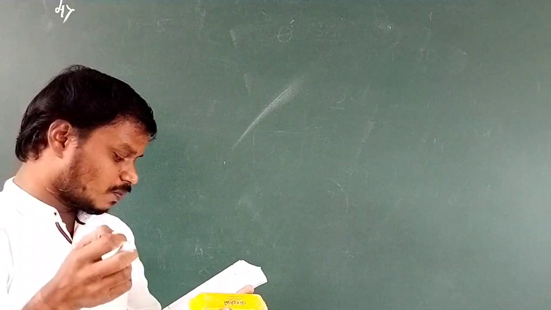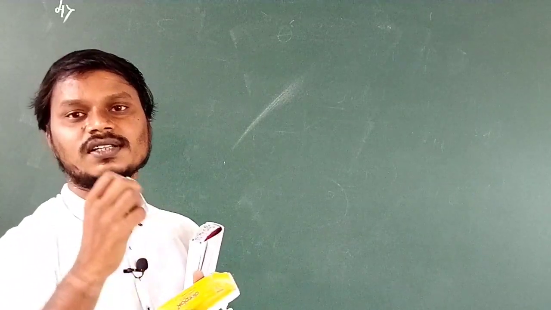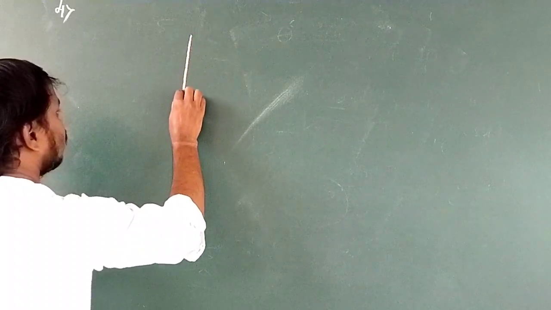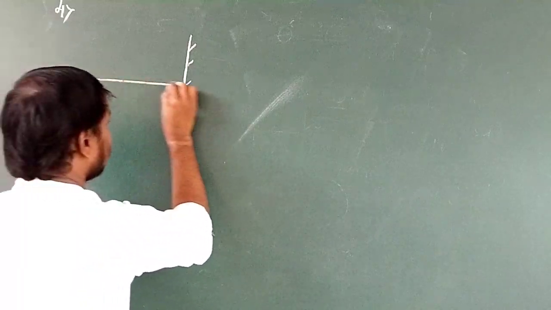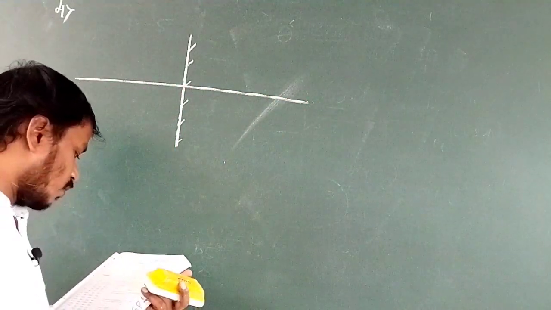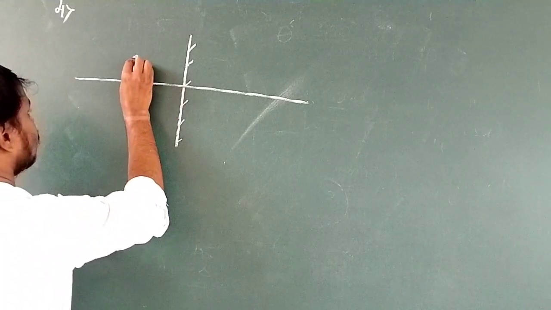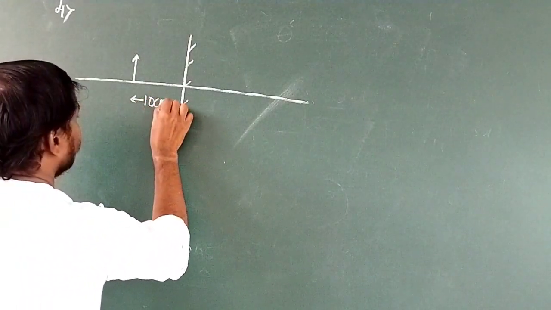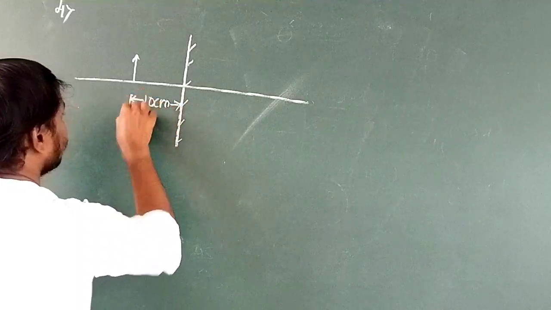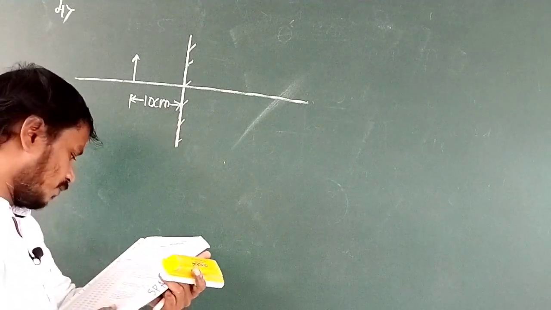Meaning, at what distance should our eye be focused? Here there is a plane mirror. Then let us take a principal axis, and a small object is placed 10 centimeter in front of the plane mirror. Let us assume this is a small object which is placed 10 centimeter from the mirror. Then the object distance is 10 centimeter.